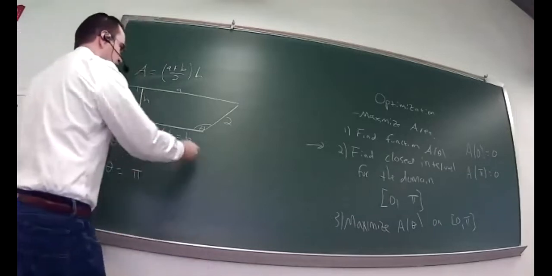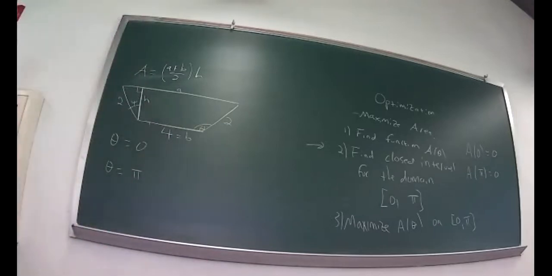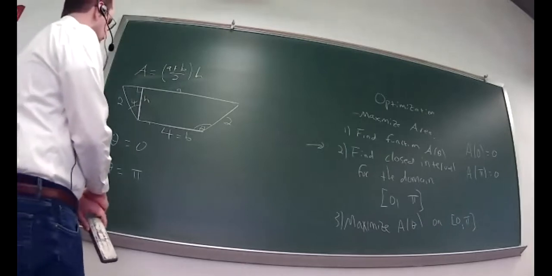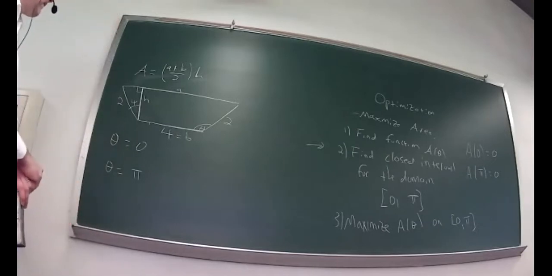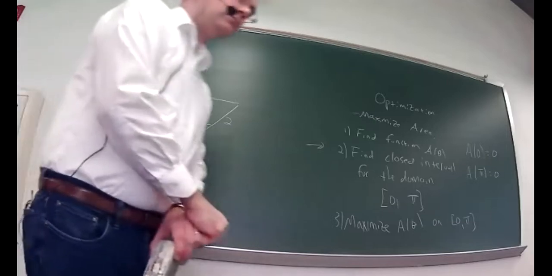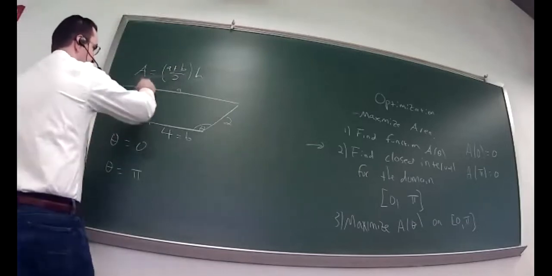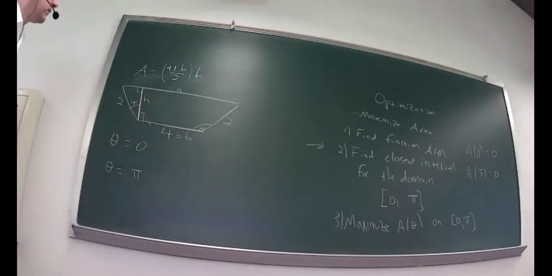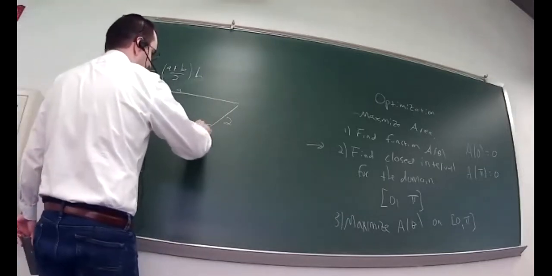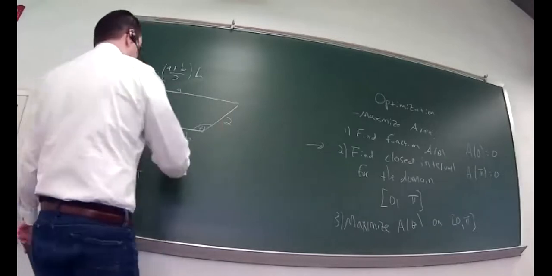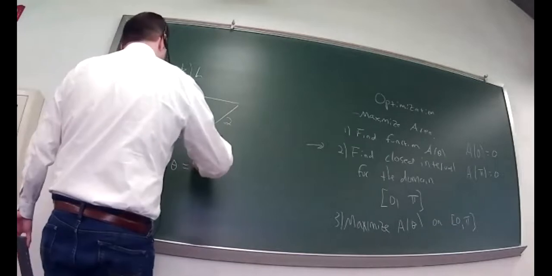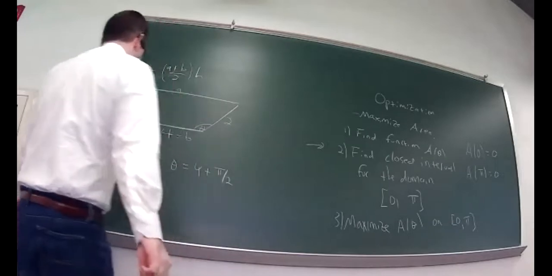And what's the relationship between theta and psi? I'll let you think about that for a couple seconds. What do theta and psi, how do they relate to each other? Since this is a right angle, and theta is the angle from the horizontal to the line, what I'm thinking is that theta is equal to psi plus pi over 2.